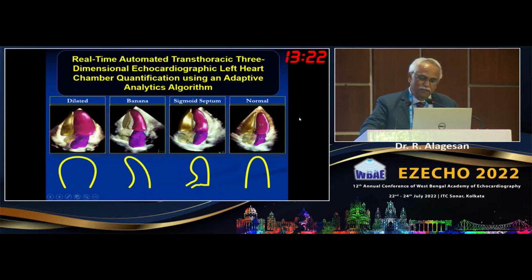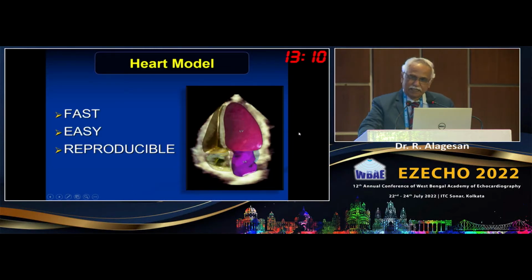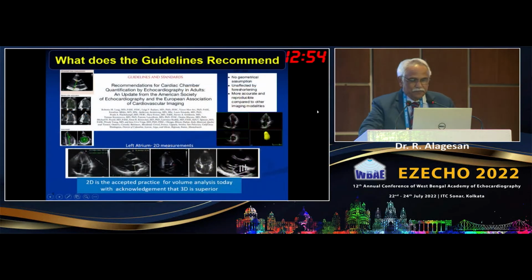This is one of the popular ones from Philips. It has been used in dilated LV, banana-shaped LV, sigmoid septum-shaped LV, and normal people. So there is some correlation, but still we have to monitor whether the artificial intelligence is correctly detecting the endocardial border and correctly measuring the left ventricular volume and doing the ejection fraction.